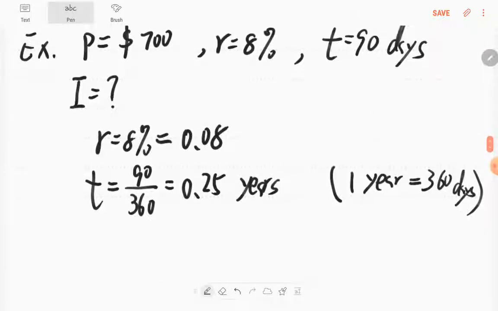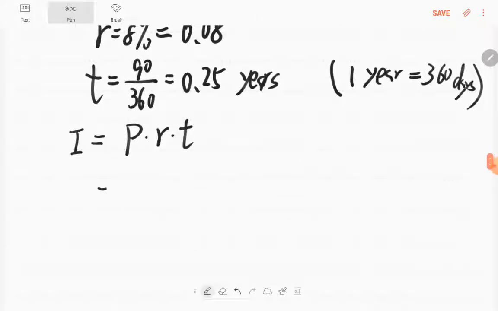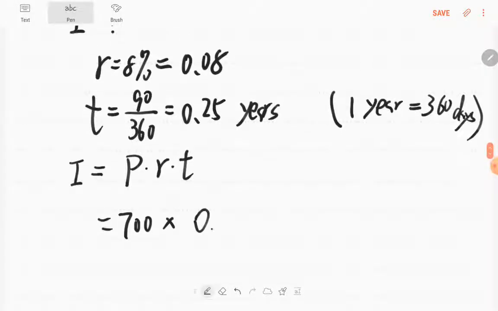Now we have everything. We can plug in I equals P times R times T, right? P is 700 times 0.08 times 0.25. Then you use your calculator. 700 times 0.08 times 0.25, which is $14. So this is the one problem.